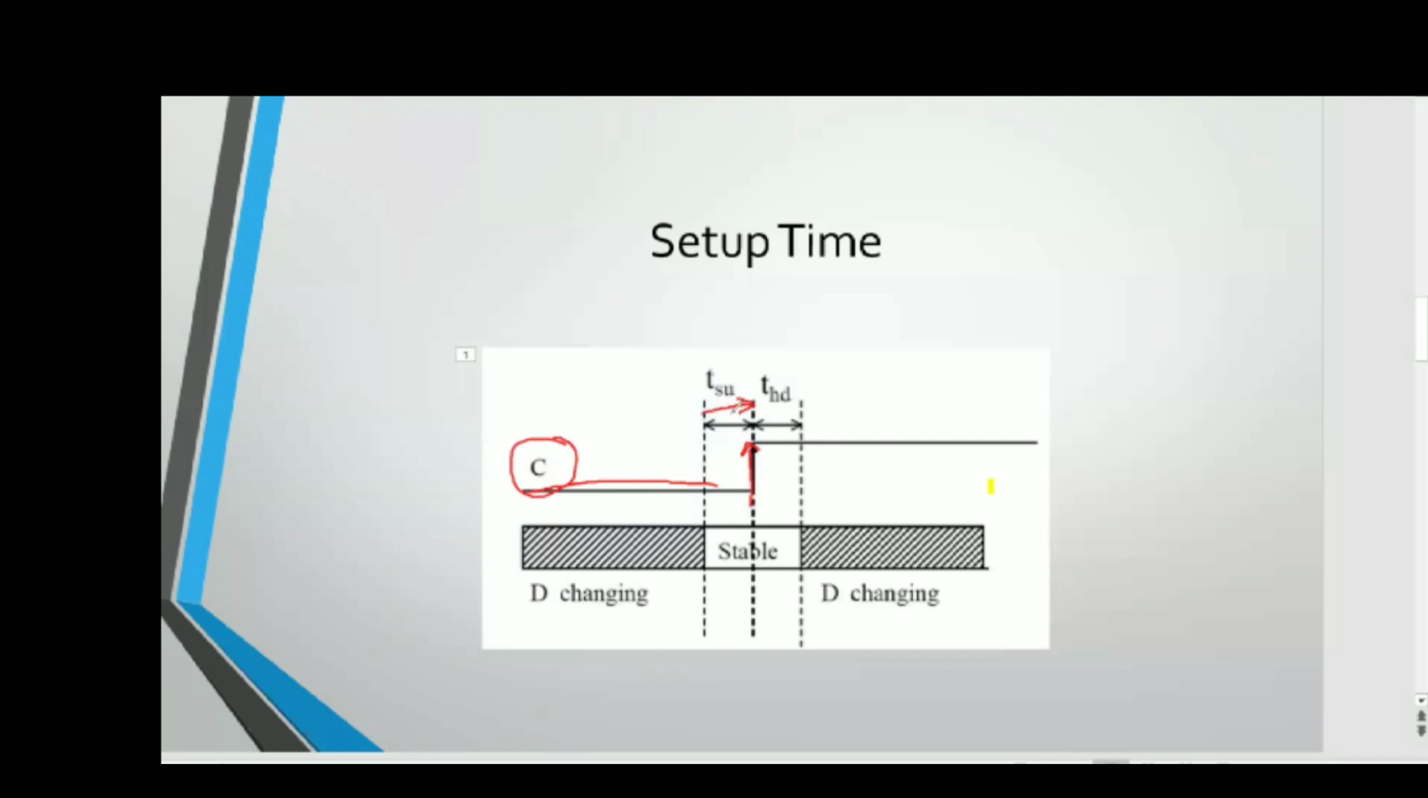So this is what is setup time. The flop should be able to catch the data properly. So for that, what is required? Before your clock is arriving at your flip-flop, the data input must be stable, must come and get settled there. It should be stable for that particular window. That is setup time. So here also we can see in much more detail in another figure. I'll show you.